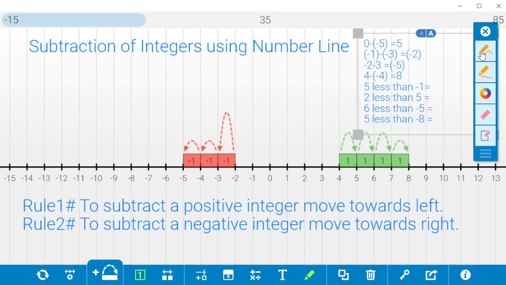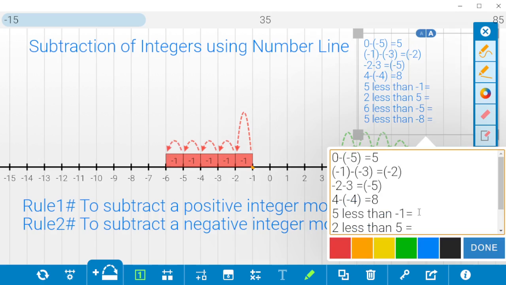So first of all, we have to mark the number minus 1. And now we have to subtract the positive integer. So the rule is the same, move towards the left. So here it is, one step, 5 less than minus 1. Second one, then the third one, then the fourth one. So here we are. Yes, so the answer to this problem, 5 less than minus 1, is minus 6. Okay. So here it is, minus 6.